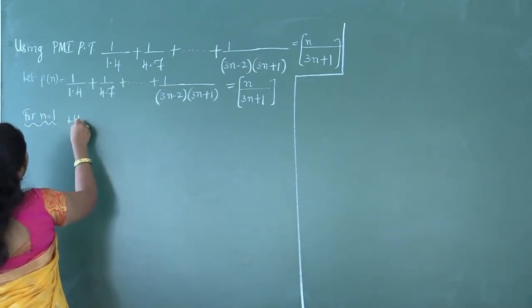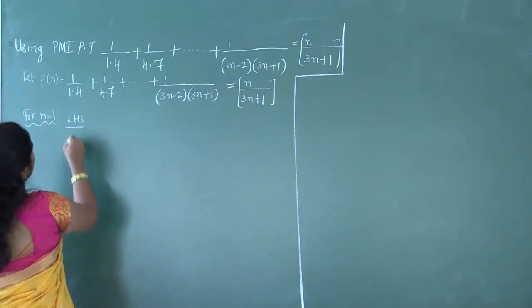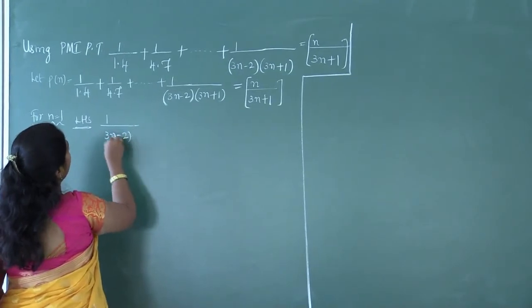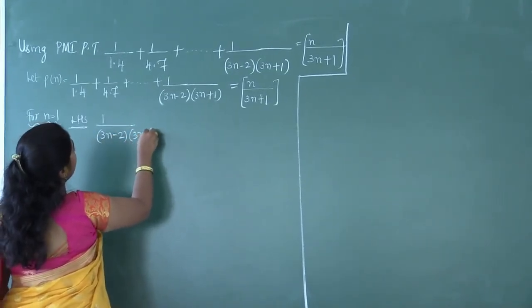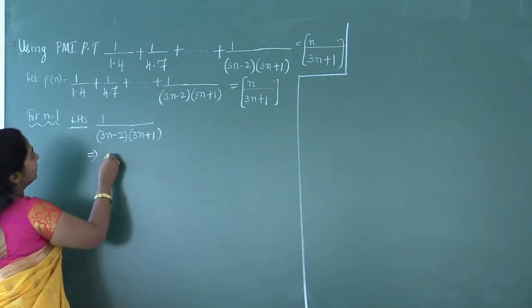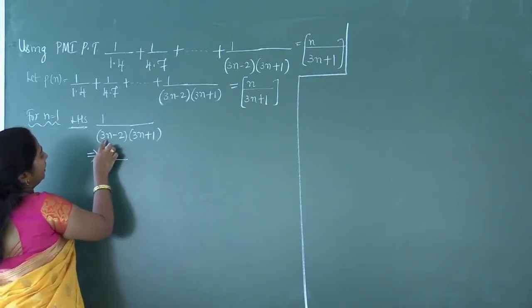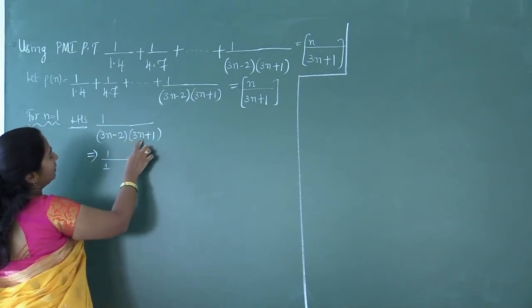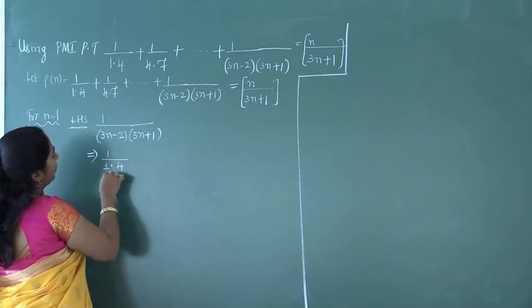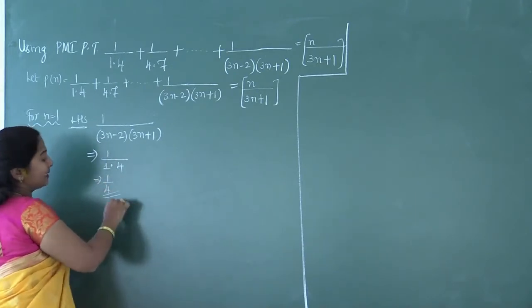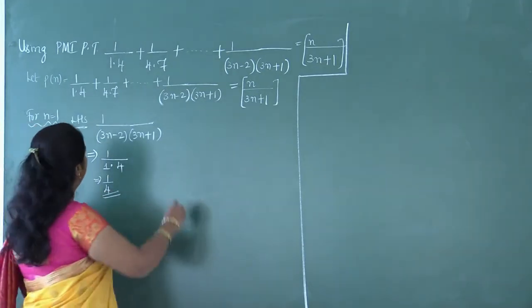For n equal to 1, this is LHS. What is LHS? 1 upon 3n minus 2 into 3n plus 1. In place of n, what do you write? 1. 3 into 1, 3. 3 minus 2, 1. 3 into 1, 3. 3 plus 1 is 4. So what is 1 into 4? That is nothing but 1 by 4. The answer of the LHS is 1 by 4.